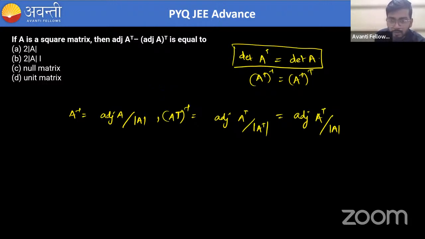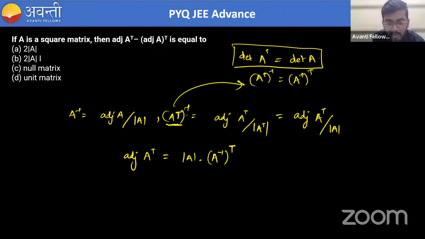Now adjoint of A transpose, adjoint of A transpose can be written as determinant of A into A inverse transpose. Because A transpose inverse, by using this property, I can write A transpose inverse as this thing. Correct?